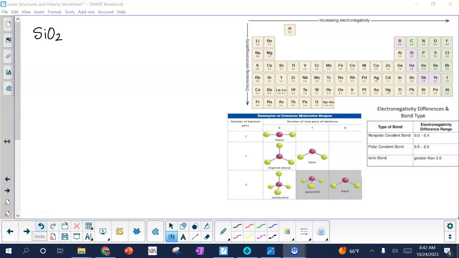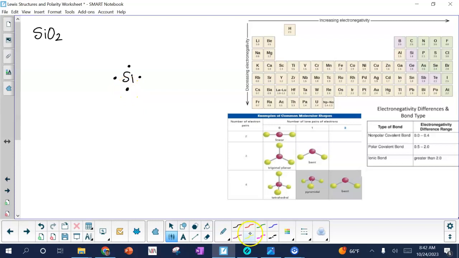All right, we have just a few more to finish here on the Lewis structure and polarity video guide. This is going to be part 2. We're going to start out here with silicon dioxide. Once again, silicon happens to have 4 valence electrons. Things that have 4 love to be in the middle. So we're going to put our 4 valence electrons here.